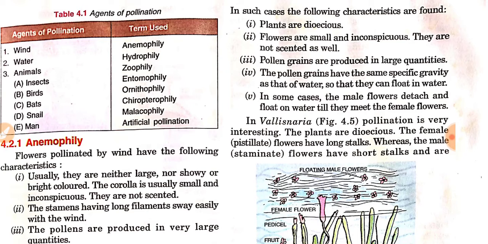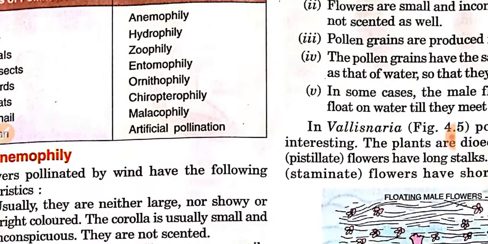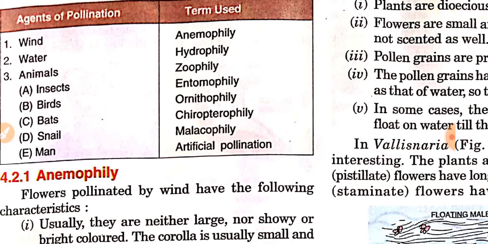Last week we discussed the chapter on pollination and fertilization, in which we read and understood the types of pollination, self-pollination and cross-pollination. Today we will discuss the agents of pollination. So what are the different agents of pollination? You can see the agents of pollination and the term used for each.